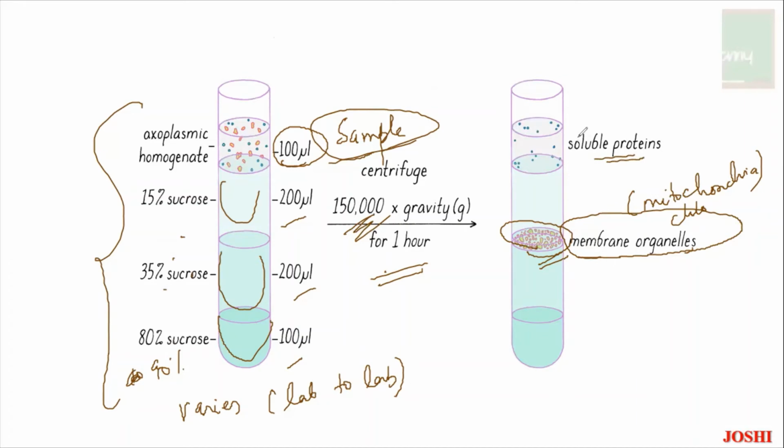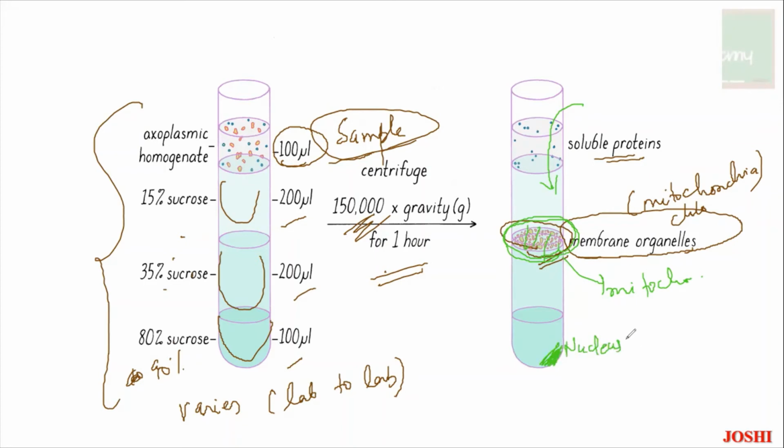Clear? Now, if suppose Akshaya wants to work on the membrane organelles, what is she going to do? She is going to harvest this portion. This she is going to take and throw, and only this portion she is interested in, so that later she can work on the mitochondria, for example. Okay, if the sample had nucleus also, the nucleus will come at the bottom, wherever the density is maximum. So the nucleus will be here.